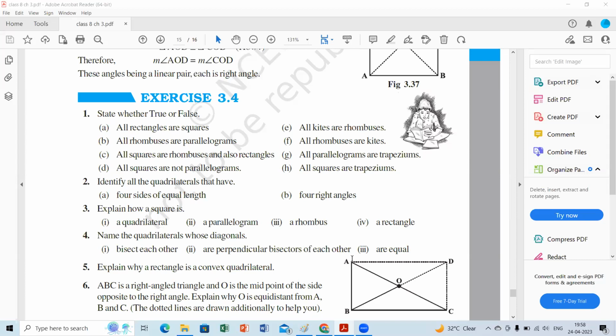Explain how a square is a rhombus. Ma'am, because a rhombus has four equal sides. Very good. A square also has all four sides equal. That's a common property for both.